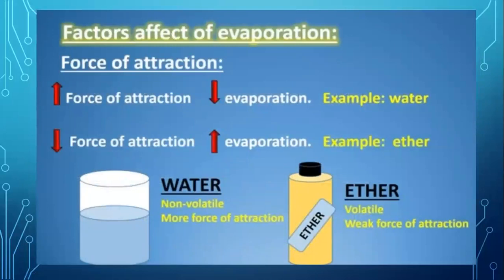Next is force of attraction. Force of attraction has an inverse relation with evaporation. Some molecules like water have strong intermolecular forces of attraction like hydrogen bonding. These molecules have such strong forces of attraction that they cannot be easily overcome, so the rate of evaporation decreases. These molecules which cannot be easily evaporated or vaporized are known as non-volatile liquids. Non-volatile liquids usually have strong forces of attraction.